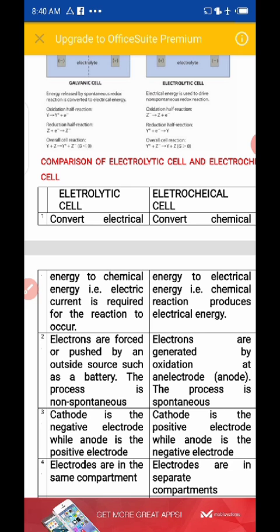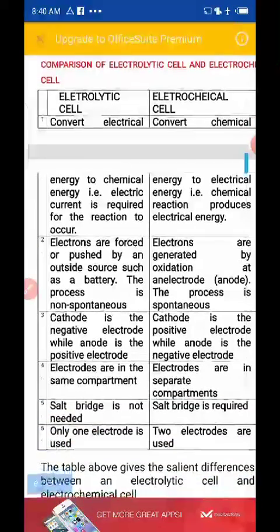That is, electrical energy is required. Electrical current is required for the reaction to take place. But in the electrochemical cell, it converts chemical to electrical energy. That is, chemical reactions produce electrical energy. You can see the reverse. Under the electrolytic cell, it is the electricity that is needed to power the cell. But under the electrochemical cell, it is the chemical reactions that produce electrical energy. Number two, under the electrolytic cell, electrons are forced or pushed by an outside source, such as a battery.